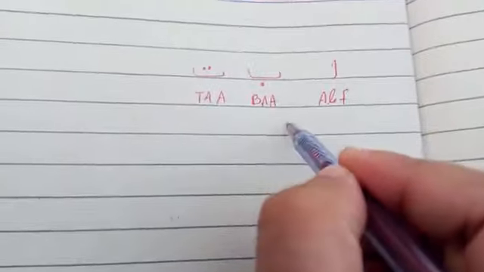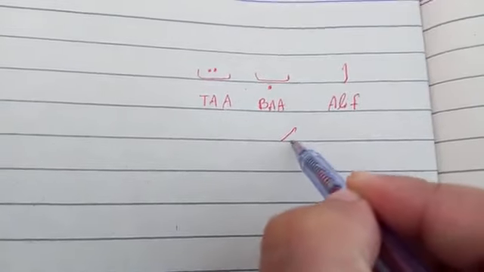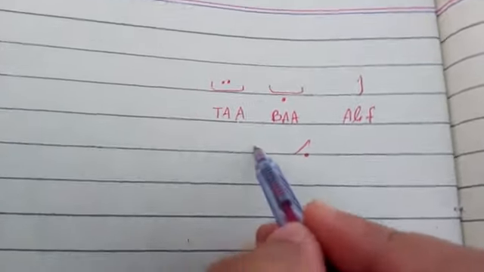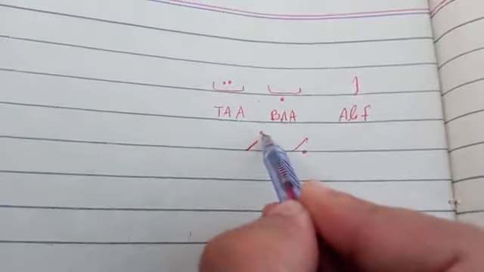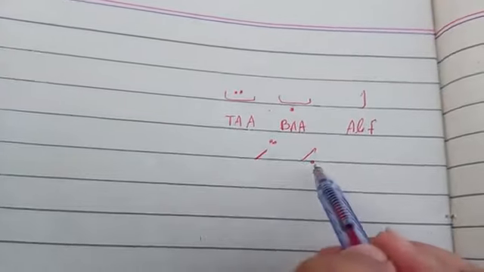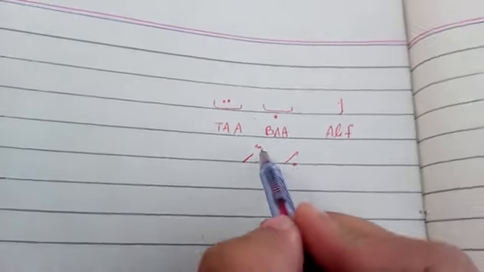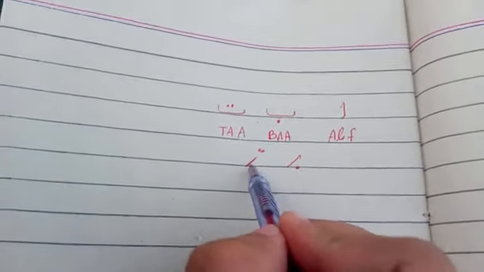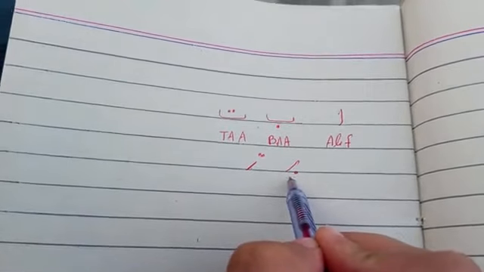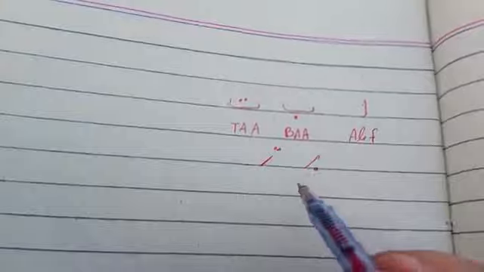look at this. This is Ba, and look at this. This is Ta. Why? Because one dot downside and two dots upside, it will be Ta, and one dot downside, it will be Ba.